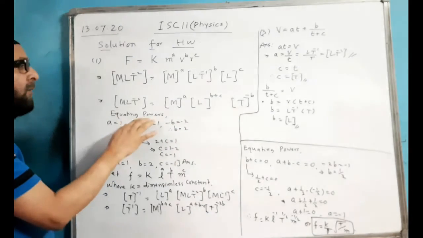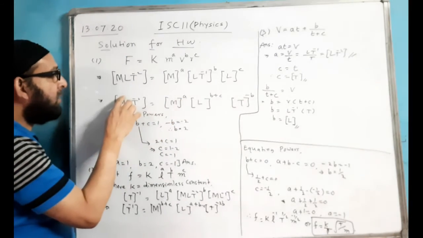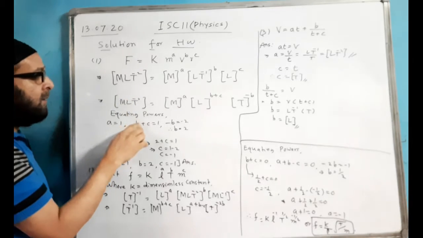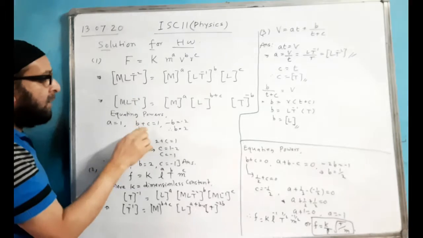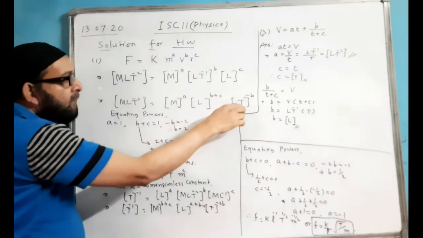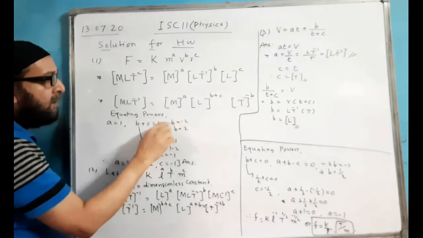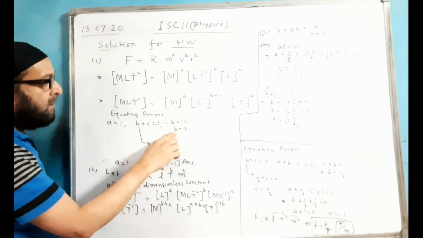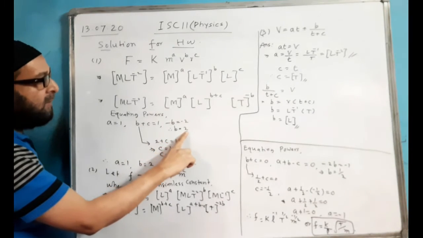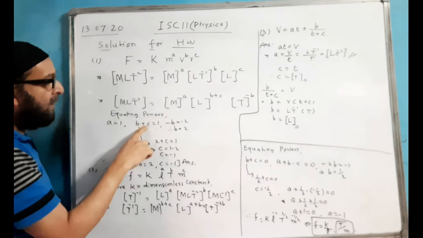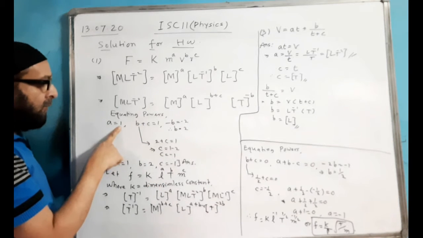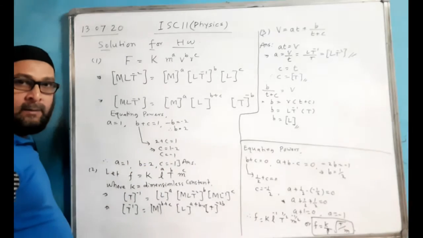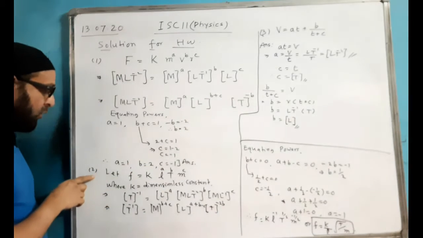Now we'll be equating powers. A is equal to how much? Nothing, that is, 1 is there. A is equal to 1. L power is b plus c, and on the other side the power of L is again 1. Here the power of T is minus b, there the power of T is minus 2. Just equate. This will give b is equal to 2. This value b equal to 2, you put here and find the value of c. The value of c comes minus 1. And a is already 1. So all the values a, b, c are known. So this is done.